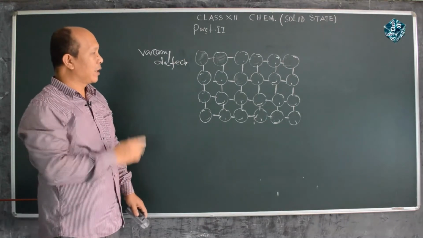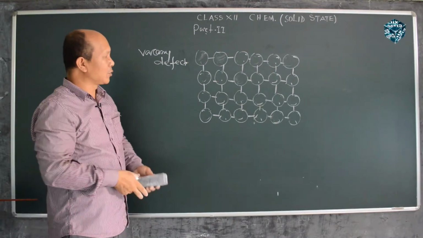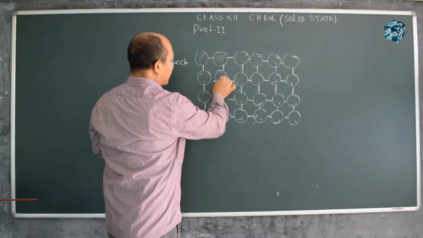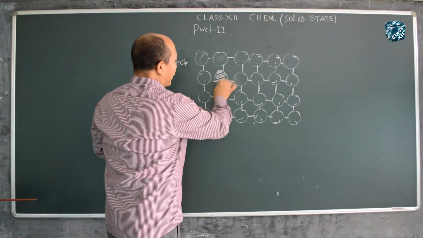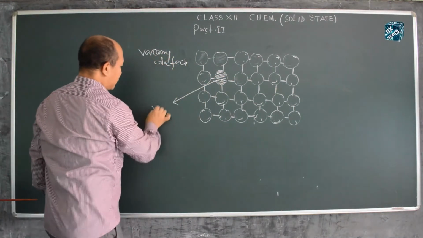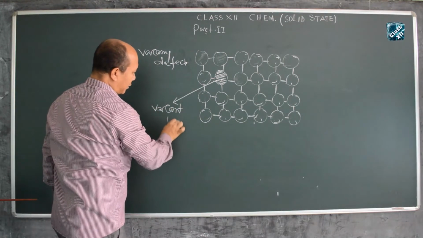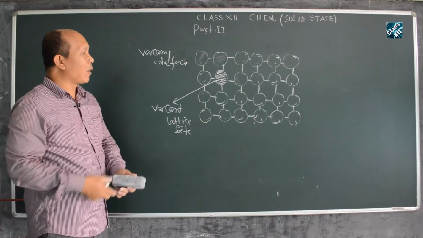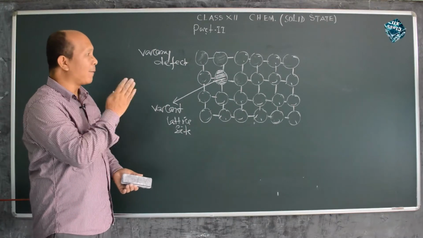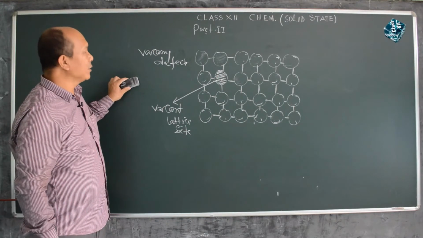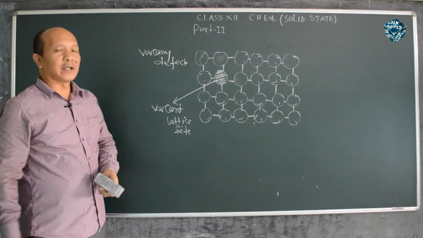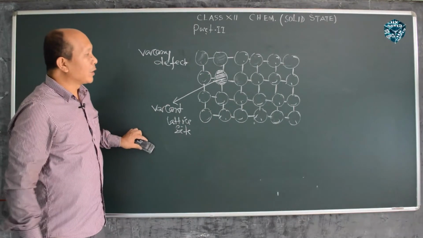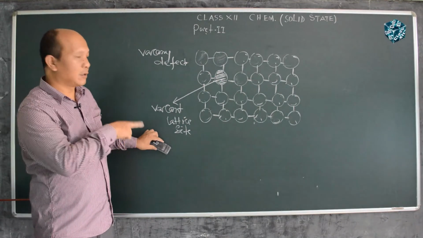First, vacancy defect. Vacancy defect means some of the constituent particles in the crystal are missing from their lattice sites. Simply, some lattice sites are vacant or missing in the crystal lattice. This type of defect is simply known as vacancy defect. This defect generally occurs when the crystal is heated at high temperatures.